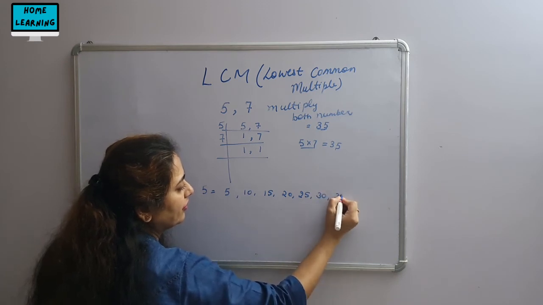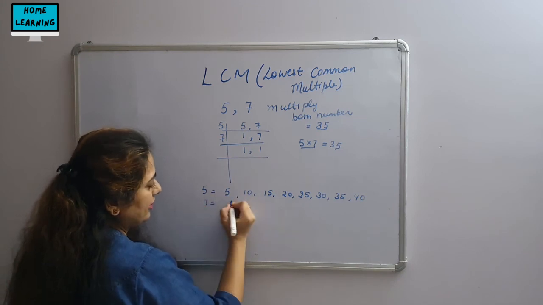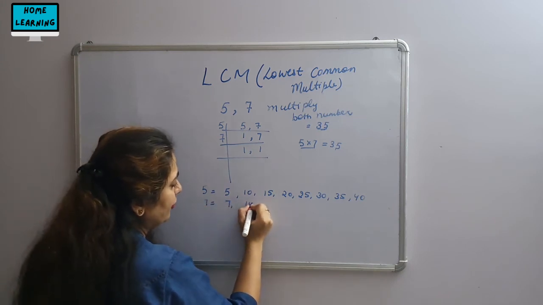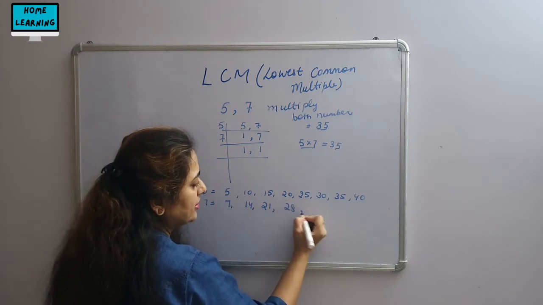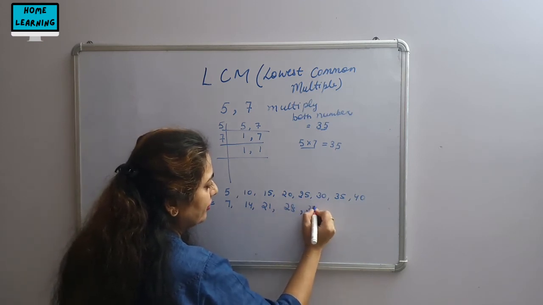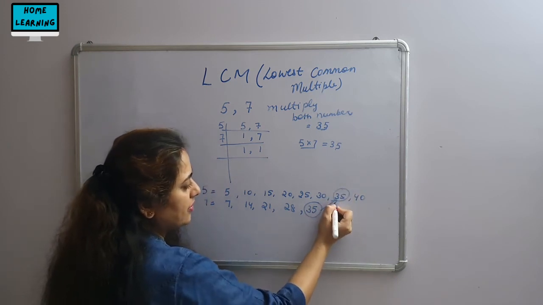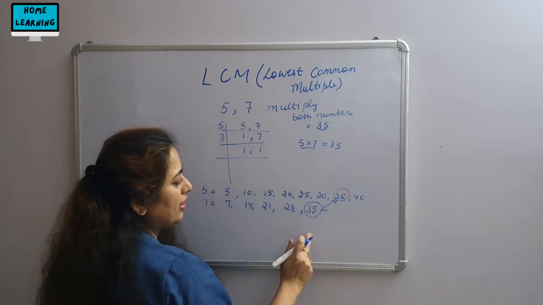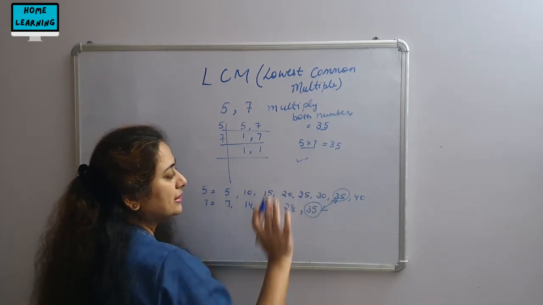Similarly, if we find the multiples for 5, it will come as 5, 10, 15, 20, 25, 30, 35, 40. For 7, 7, 14, 21, 28, 35. These are common. The first number that comes as common is the LCM, lowest common multiple. So this is right.